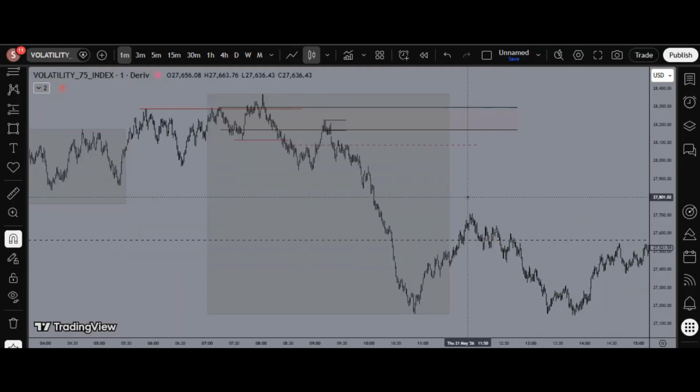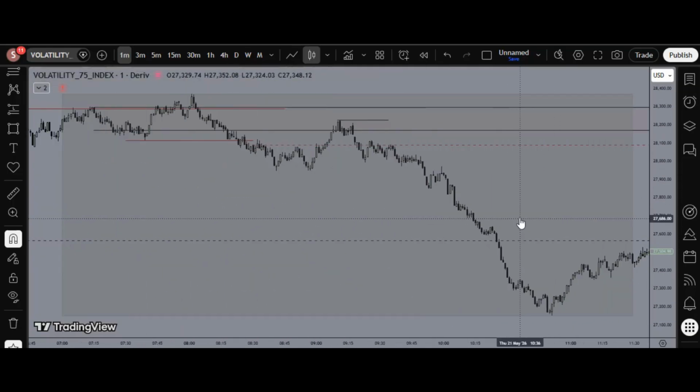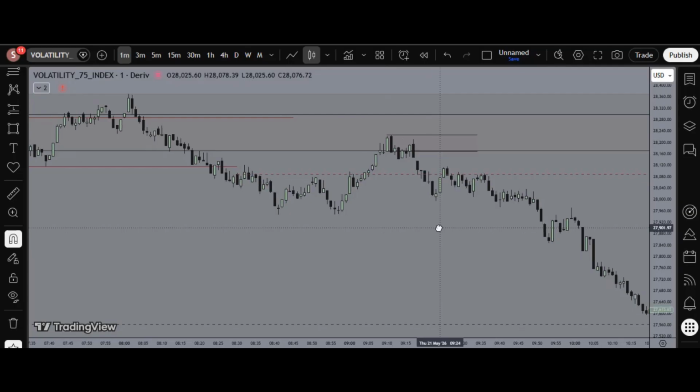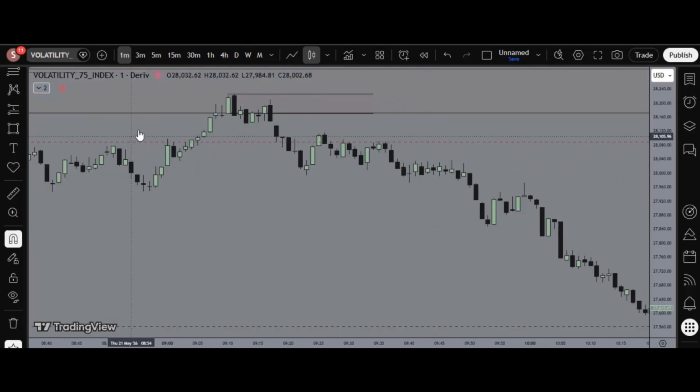So look at the entry. Now this is my entry. My entry, this is the change in state of delivery. This bearish down candle is the change in state of delivery. And then this is my breaker.